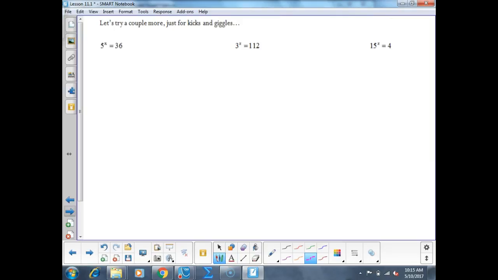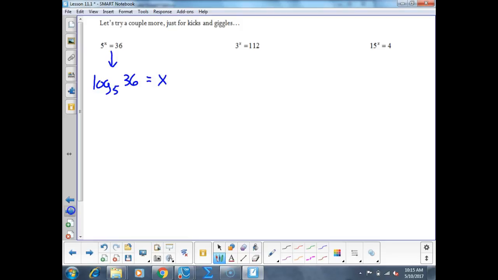So, going back to last week, when we had the question 2 to the x power equals 10, and we didn't know what x was equal to, we can now answer that question, because now we can switch forms from exponential to logarithmic form. If I switch 5 to the x equals 36 from exponential form into logarithmic form, I get log base 5 of 36 is equal to x.